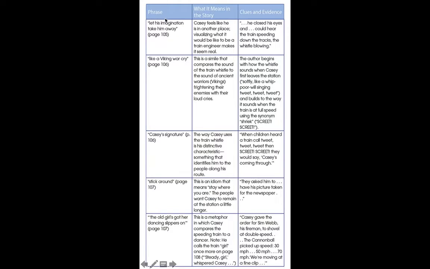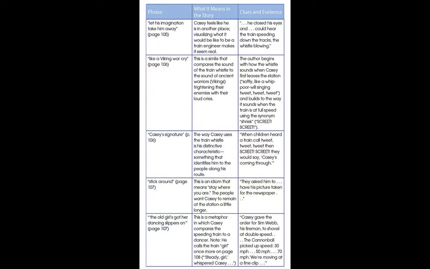And then the last phrase that I want to go over with you today is on page 107, we read, the old girl's got her dancing slippers on. All right, so does that mean that she physically puts on her slippers? And what are we talking about? The old girl. We're not talking about a girl here. We're talking about a train, and she's wearing her dancing slippers. Can trains wear dancing slippers? No. Let's see what they mean by that.